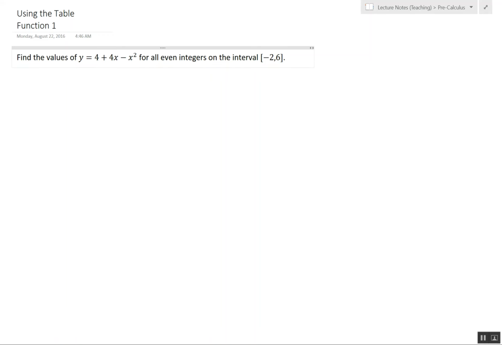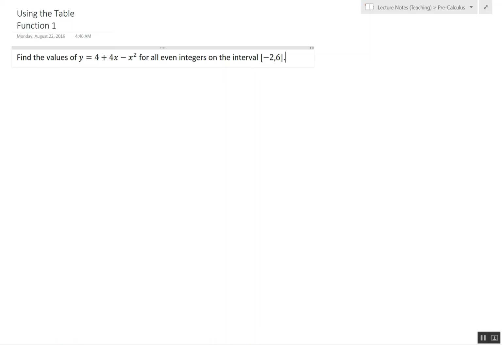Hi everyone, here we are with another video, and this time we're going to talk about using the table function on your calculator. This is one of the things I really love about the TI-83s and 84s and 89s, which we won't use in this course, that I really thought personally the Inspire does very poorly. Let's look at how we do this with the TI-84.